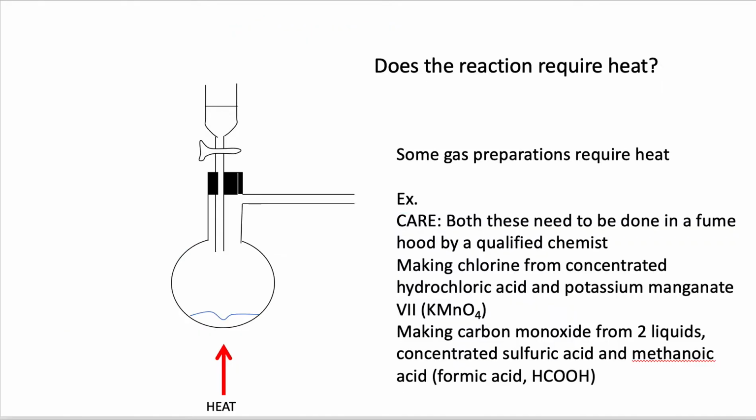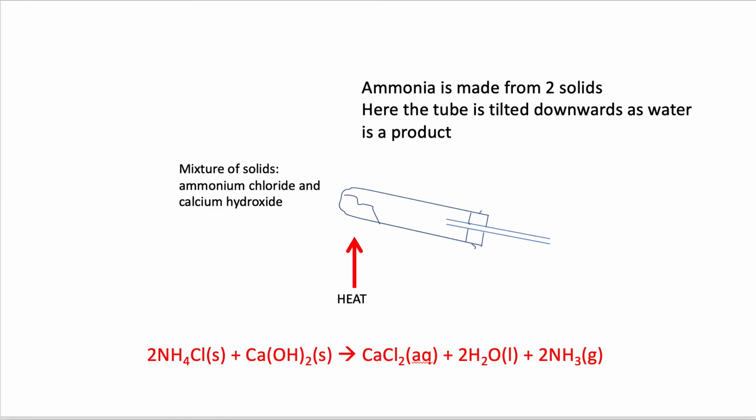And some preparations require heat and care with them. The 2 here, you're producing toxic gases, so you have to do them in a fume hood, and it should be done every time by a qualified chemist. And here you have ammonia made from 2 solids, and the equation is written at the bottom with the state symbols, though the calcium chloride has got AQ there because water's formed, some of it would stay as a solid.